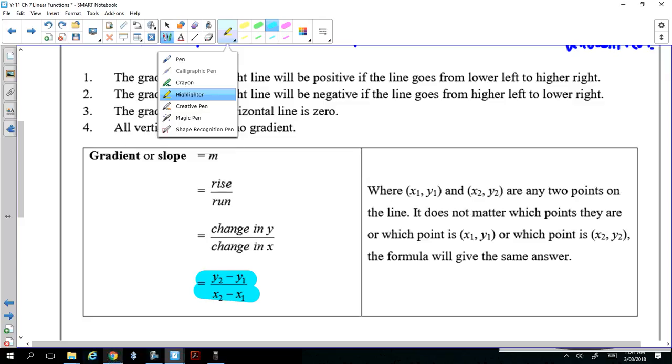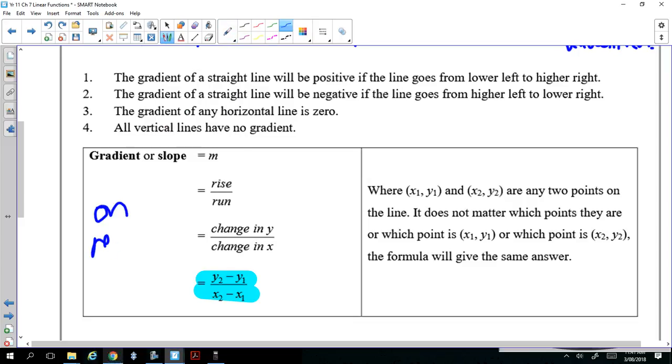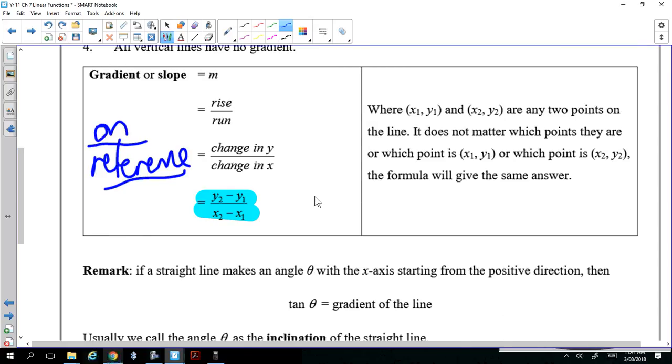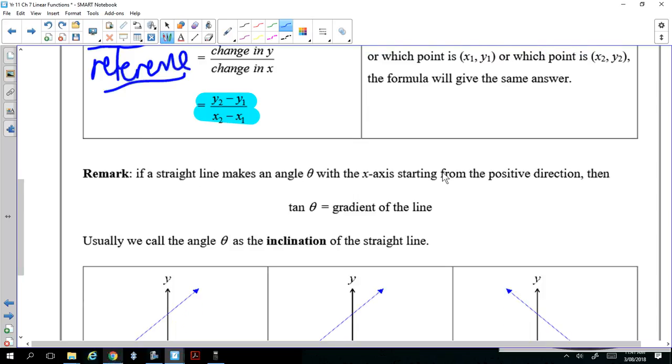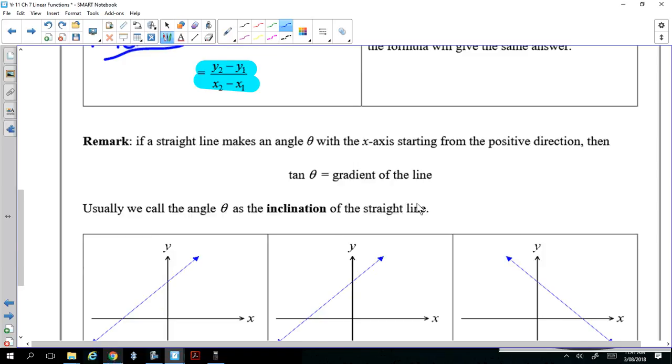Okay, all right, so what else do we have to do here? All right, let's move on. Okay, so if a straight line makes an angle theta with the x-axis starting from the positive direction, then tan theta is the gradient of the line. This is an important formula which is not on the reference sheet, so make sure you remember. That's not on the reference sheet. Memorize.